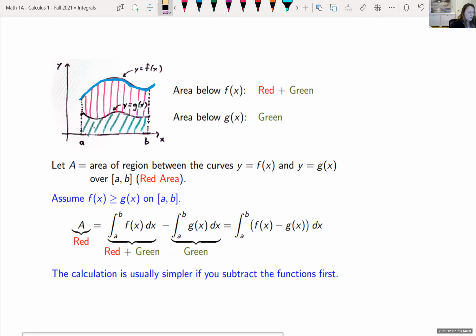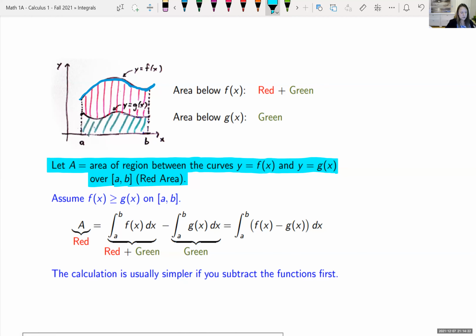Okay. So in this image, it says let A be the area of the region between the curves y equals f of x and g of x over the interval [a, b]. In this picture, it's red. We're assuming, and we need to make sure when we're looking at this, that our function f of x is the bigger function. It's the one above the other one. So in this case, we're assuming f of x is bigger than or equal to g of x on [a, b].